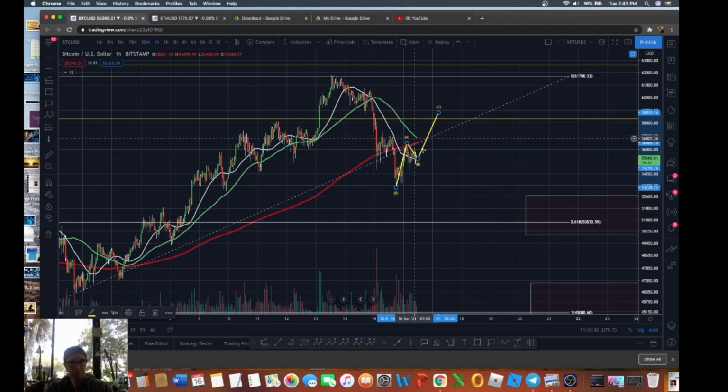Because this can be a B wave or it can be a wave 2. Because we could have a completed 5 wave here. Does look like 5 waves. 1, 2, 3, 4, 5. But it could be 1, 2, 3, 4, 5. Those are the options of what this correction is doing.